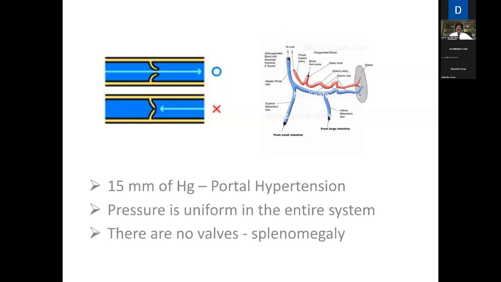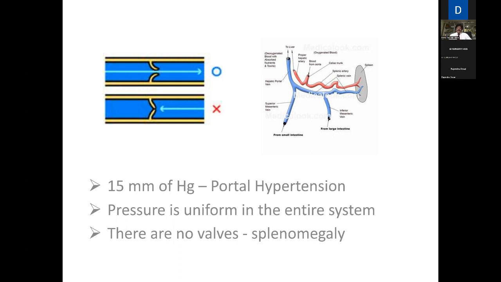Anything more than 15 millimeter mercury in the portal venous system is termed portal hypertension. And then the portal venous system is different from the systemic venous system in that it does not have valves, like the ones you see in the upper limb veins and also the saphenous vein, where there are valves, so the blood flow can be in one direction.